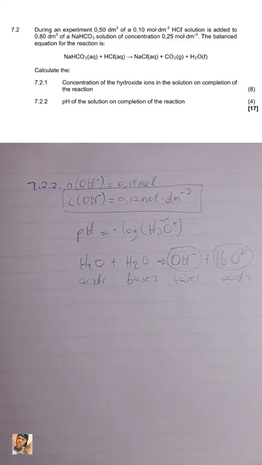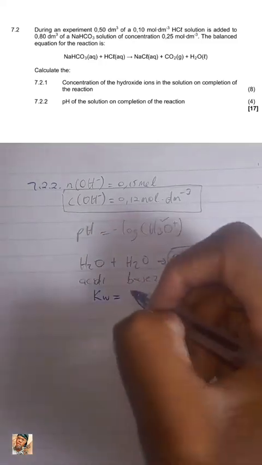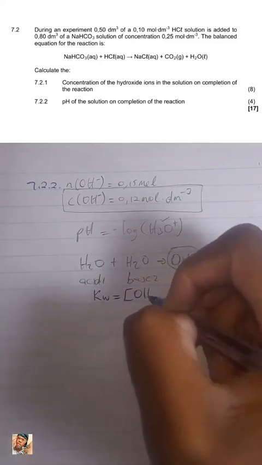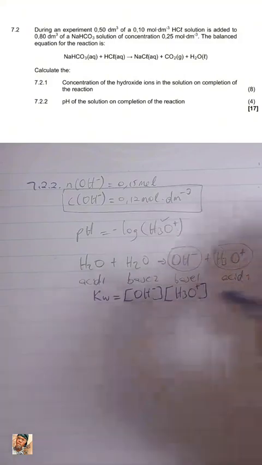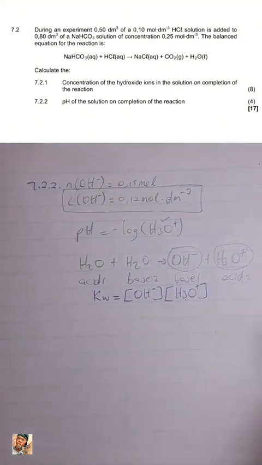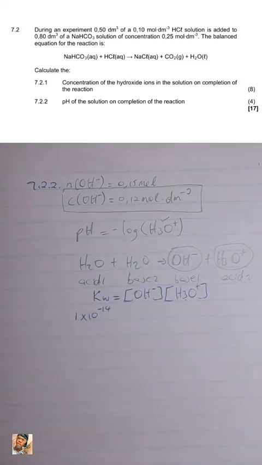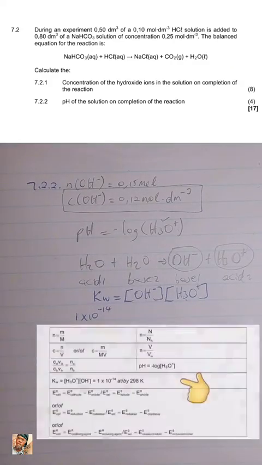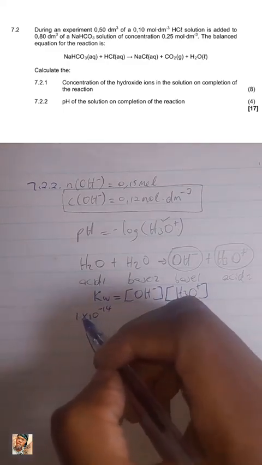According to that principle that I had just forgotten, Kw is equal to the concentration of the hydroxide ion multiplied by the concentration of the hydronium ion. We need the concentration of the hydronium ion, and we know that Kw is a constant equal to 1 multiplied by 10 to the power negative 14. I think you have this at the back of the paper. Let me just confirm that. It's fine. This is something that you should know by heart. So it's 1 multiplied by 10 to the power negative 14.